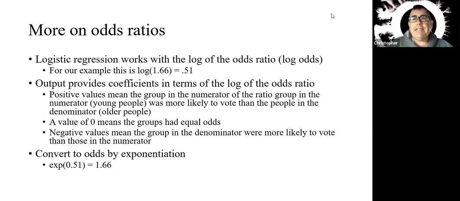We can easily convert the log odds that we get from these analyses to odds through a process that's called exponentiation. It's a mathematical thing that basically just unlogs it. If you look at an old-time calculator, it'll have a key on it called EXP, and that's just for taking the log and converting it to a regular number. So if you exponentiate 0.51, and this is the R code you would use to do it, you get 1.66.